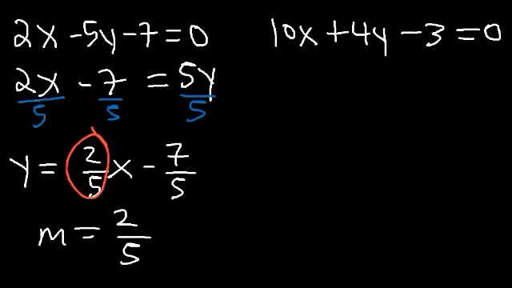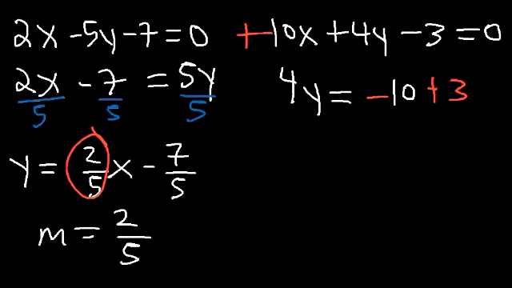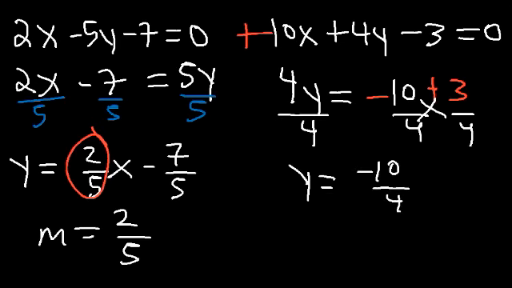Now for the other equation, I'm going to keep 4y on the left side. I'm going to move the 10x and the negative 3 to the right side. If I move the 10x from the left side to the right side, it's going to change sign. It's going to convert from positive 10x to negative 10x. And the negative 3 is going to change into positive 3. So now I'm going to divide everything by 4. So y is equal to negative 10 over 4 x plus 3 over 4. So the slope is negative 10 over 4.